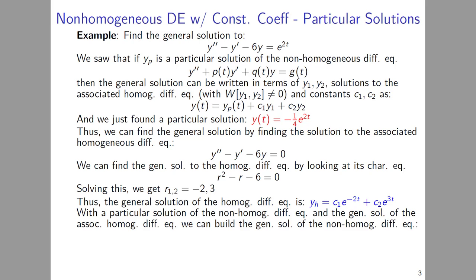Combining this with the particular solution of the non-homogeneous differential equation, we can finally build up the general solution of the non-homogeneous differential equation, which is y of t equals negative 1/4 e to the 2t, our particular solution, plus c1 e to the negative 2t plus c2 e to the 3t, the general solution of the associated homogeneous differential equation.